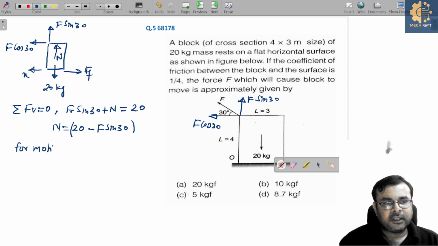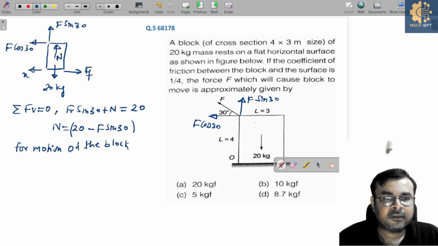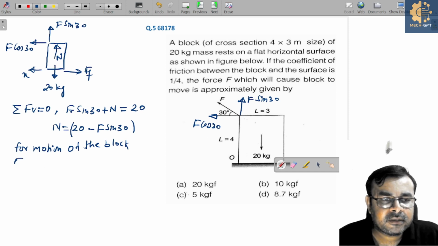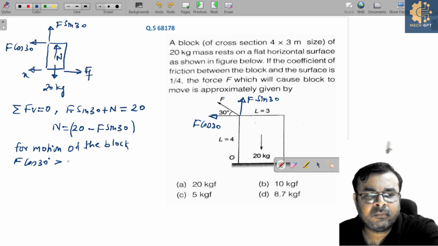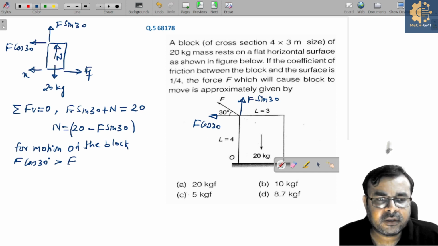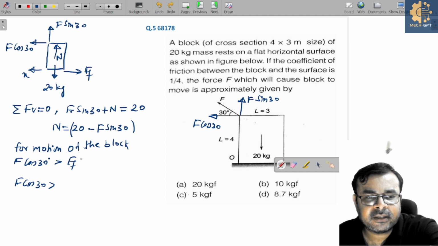For motion of the block, this F cos 30 component must be greater than the friction force. Yes or no? So this is F cos 30 greater than, what about F? This is mu into, and mu already is given.